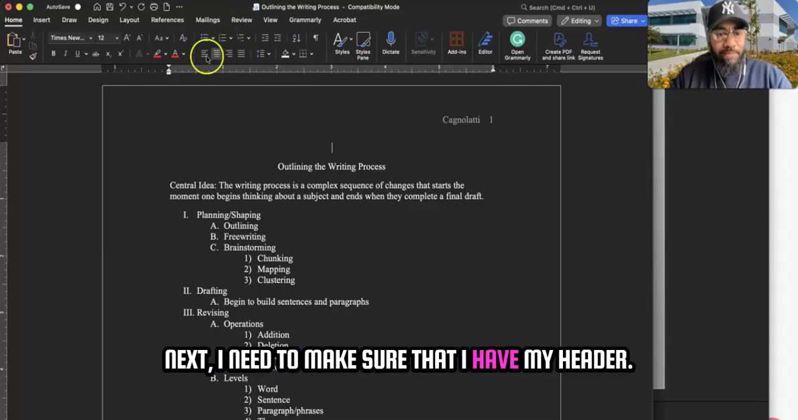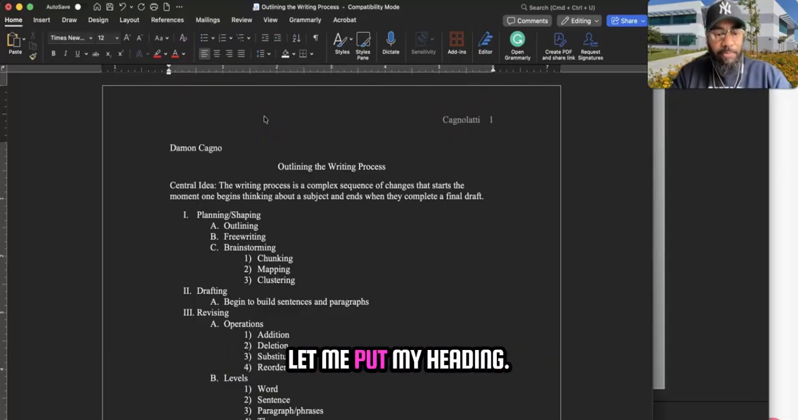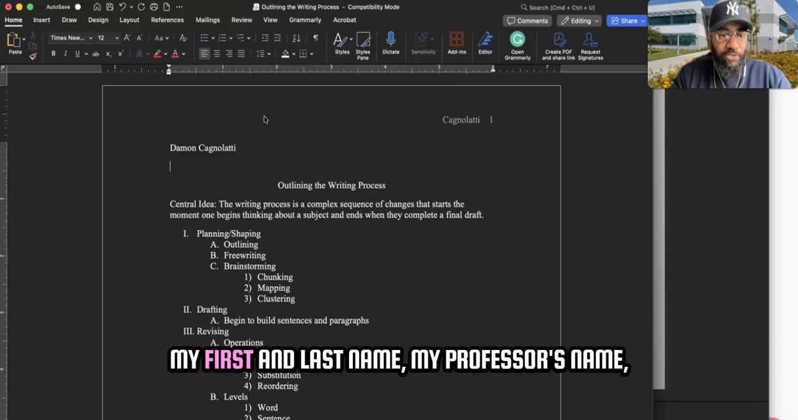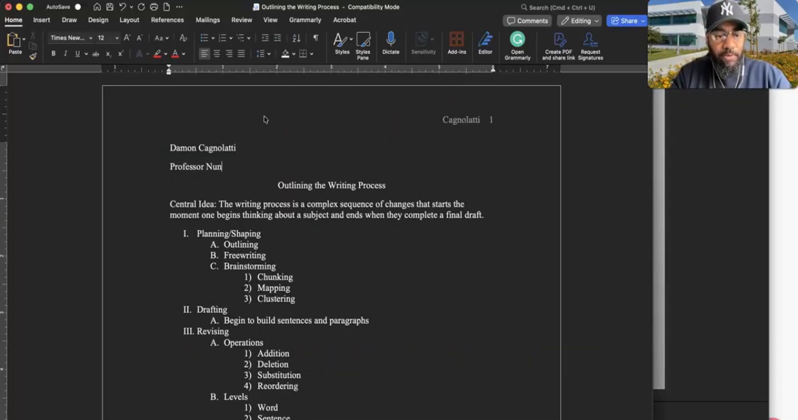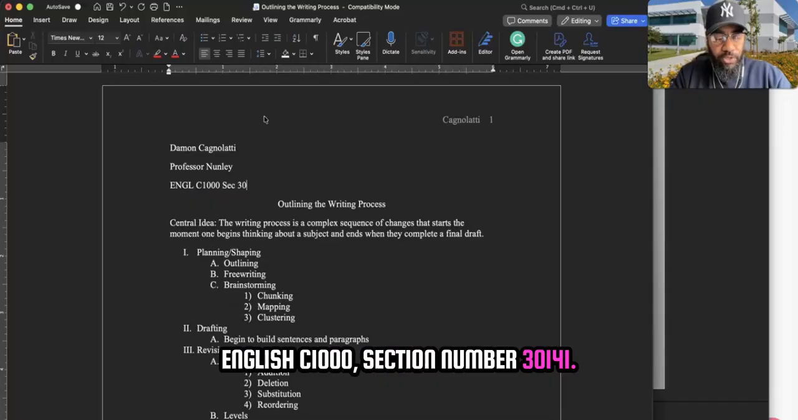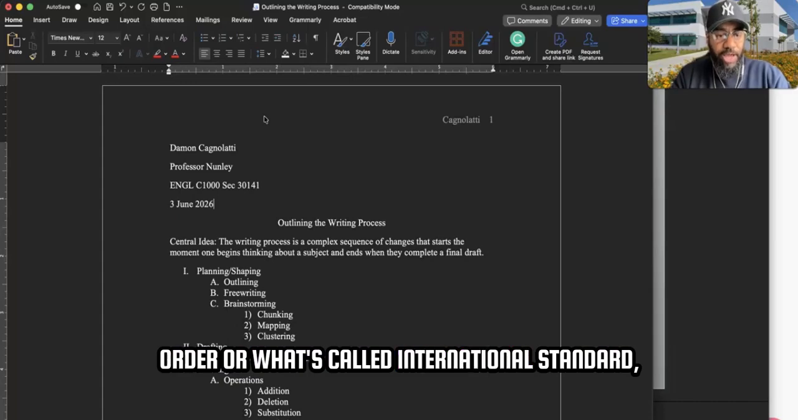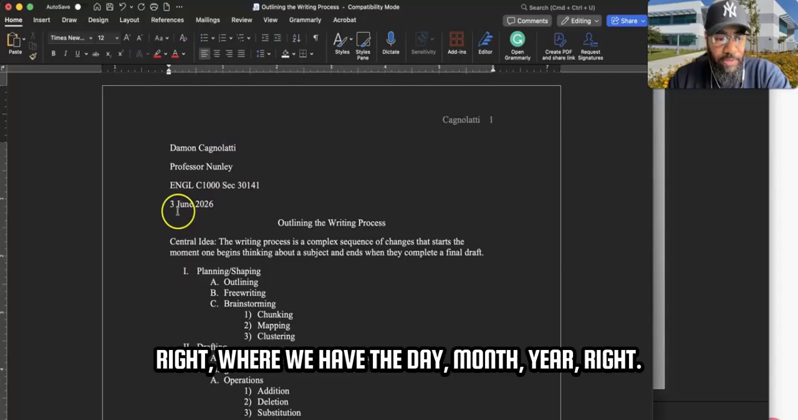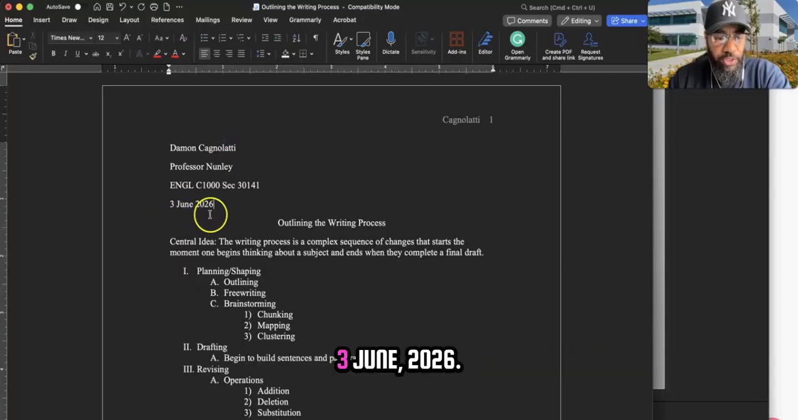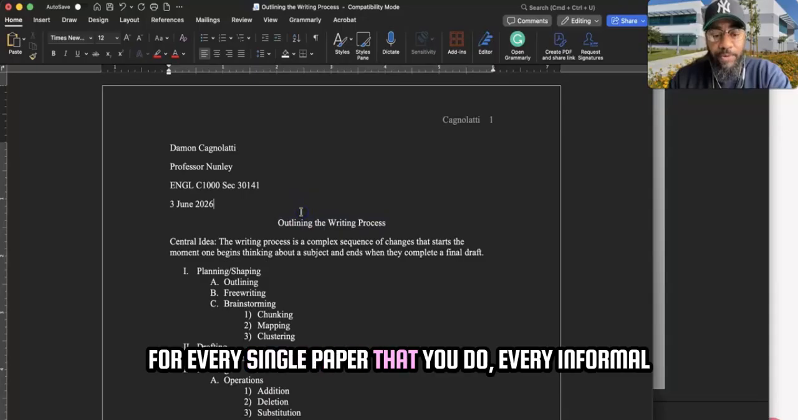Next, I need to make sure that I have my heading. If I was a student, I'd put my first and last name, my professor's name, and also my class and section number, English C1000, section number 30141. And then lastly, the date in ascending order, what's called international standard, where we have the day, month, year: 3 June 2026.